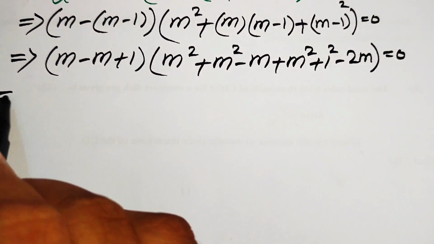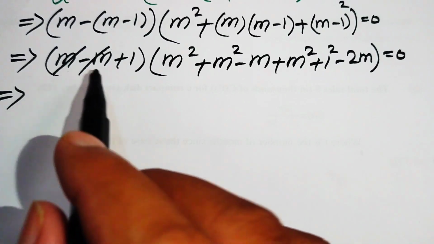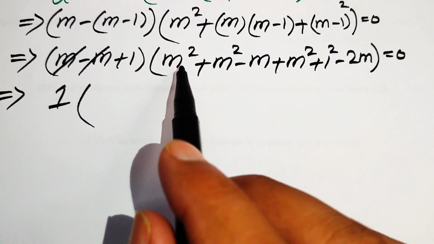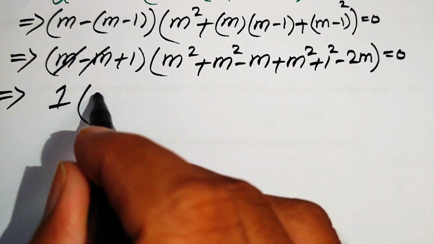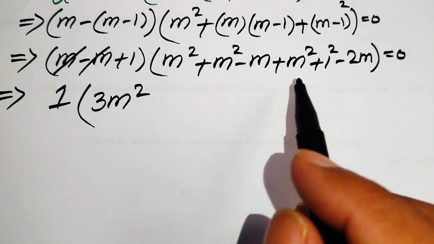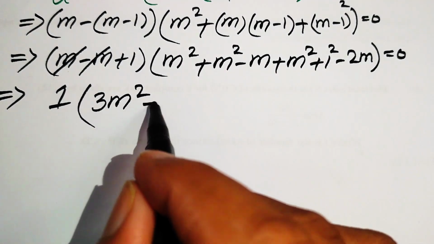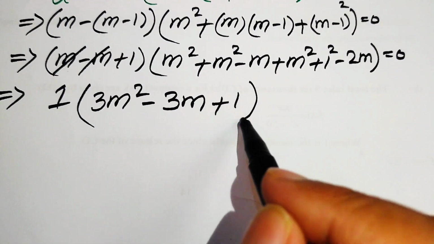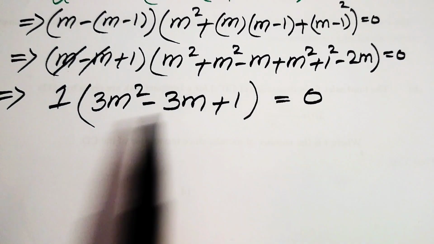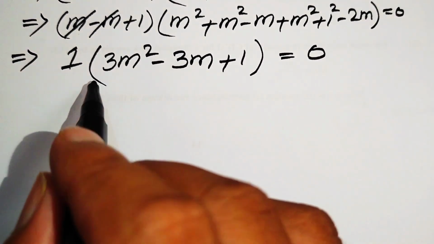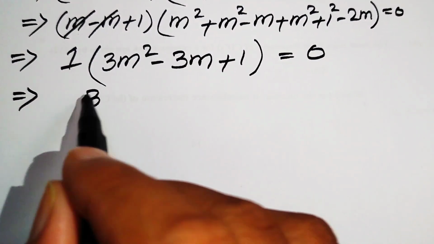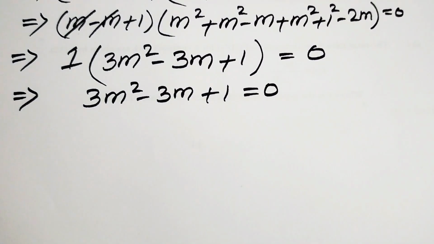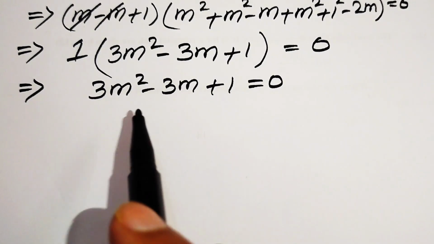After that we need more simplification. This negative sign is cancelled, and we get only plus 1. Here we add the like terms: m square plus m square plus m square becomes 3 times m square. After that we have minus m minus 2m becomes minus 3m, and 1 square equals 1, and this whole equals 0. So we get the nice quadratic equation, 3m square minus 3m plus 1 equals 0. Here we use the quadratic formula in order to solve this equation.